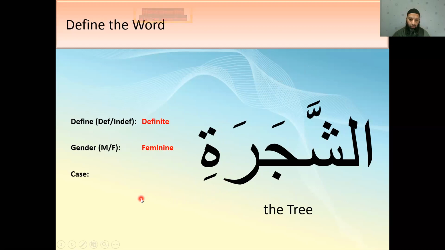Majroor. Okay. Majroor. Because if I said ash-shajaratin, would that be correct? No. Because you should never have a tin with the al. Fantastic. You should never have the double ending with the al in front of it. You've got to take one ending off.